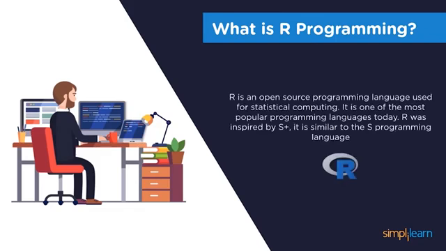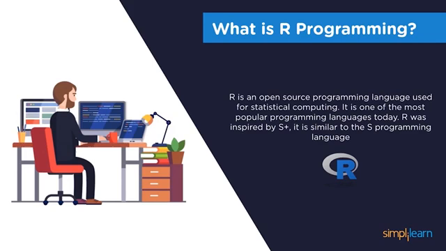It's an open source programming language used for statistical computing. It is one of the most popular programming languages today. It was inspired by S+, and it is similar to the S programming language. So when it comes to data science, what we can say is R is a popularly used programming language across the globe. It is free and open source, as I mentioned. It is optimized for vector operations, which we will learn about later. It has an amazing community, has in fact 9,000 plus contributed or community packages, allowing us to do almost anything or everything using R.